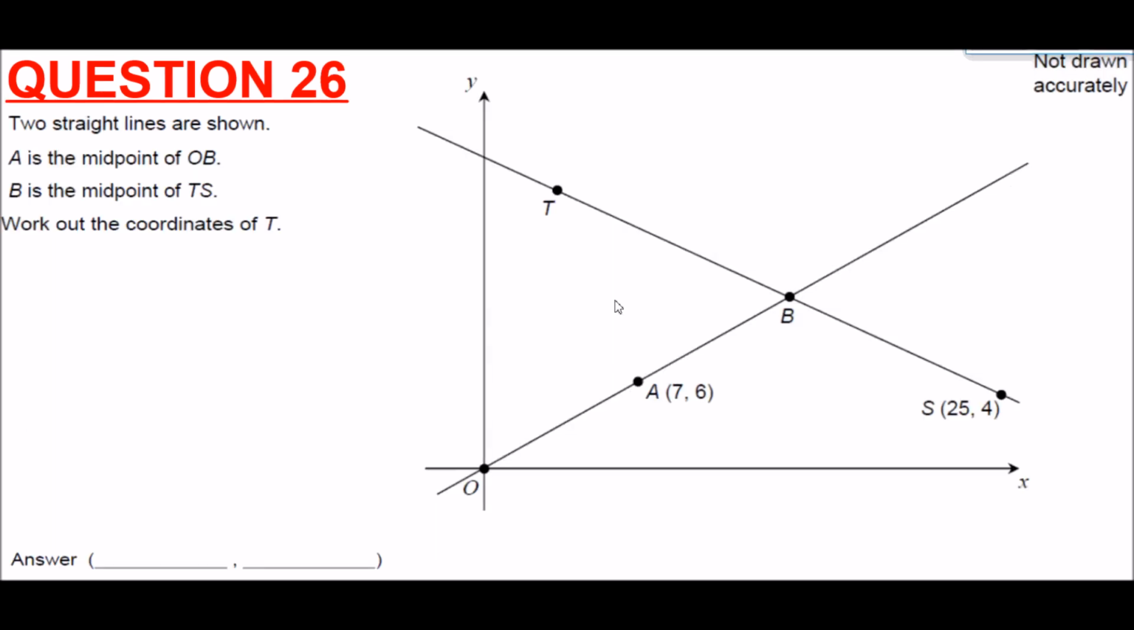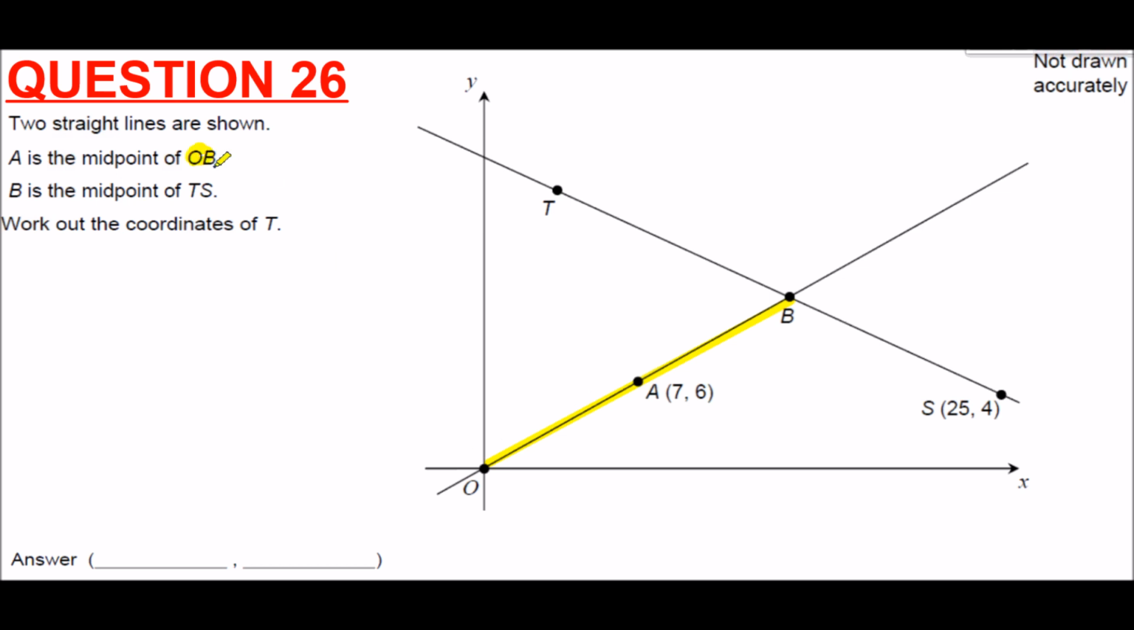Question 26. 2 straight lines are shown. A is a midpoint of OB. So if you have a look at OB, let's work out what we're talking about. So OB, if every line's given as 2 letters next to each other, that means it's a line from one letter to the other. So OB will mean a line starting at O and extending to B. So that's the line OB.